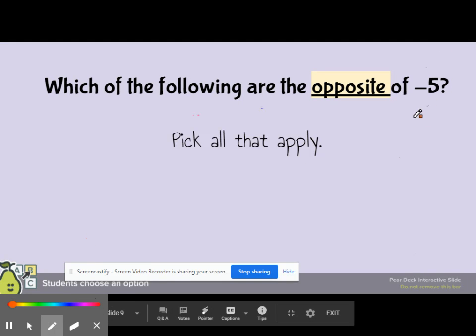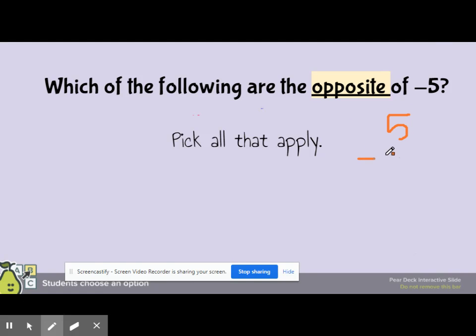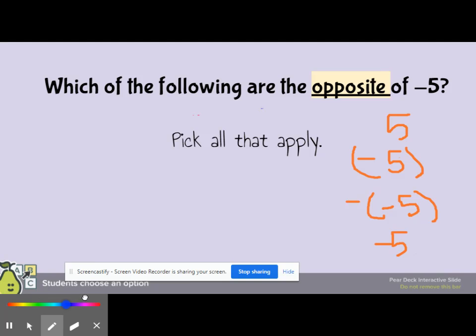Okay, this one wants to pick all the ones that are opposite of -5. So we have 5. We're going to have parentheses -5. We're going to have this. We'll just use this like that. All right, so which of these do you think are the opposite of -5? Pick all that apply.